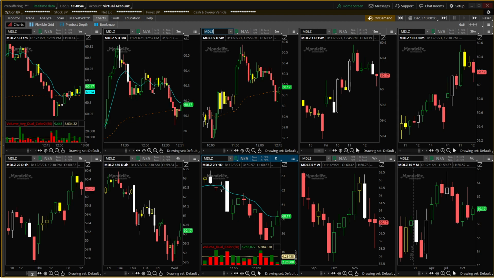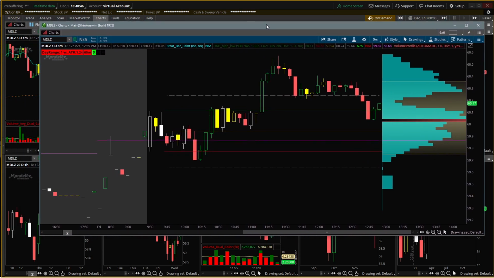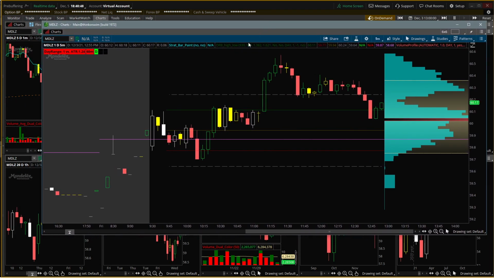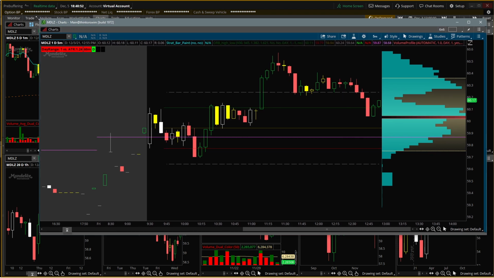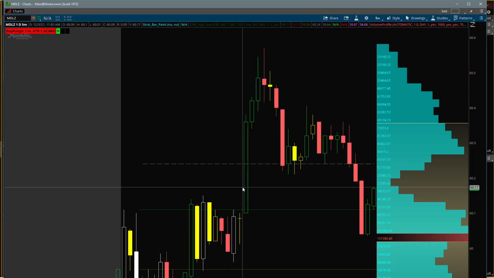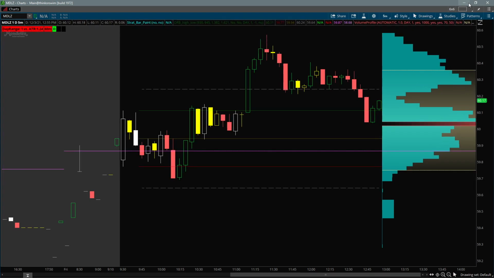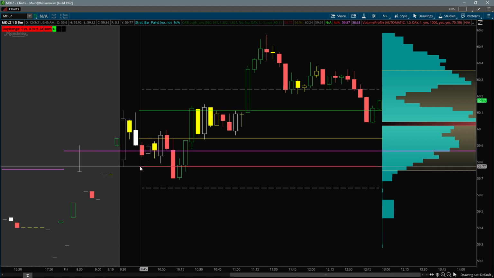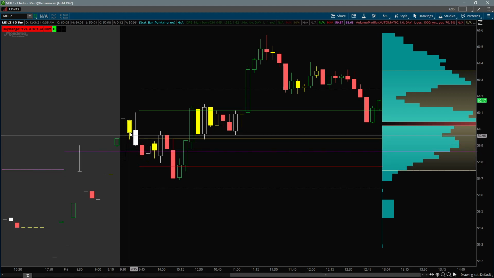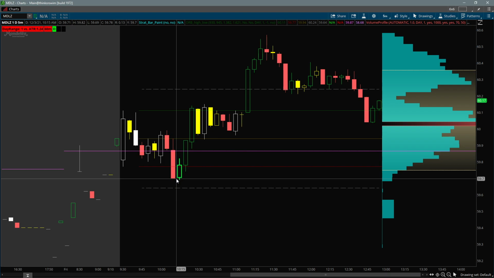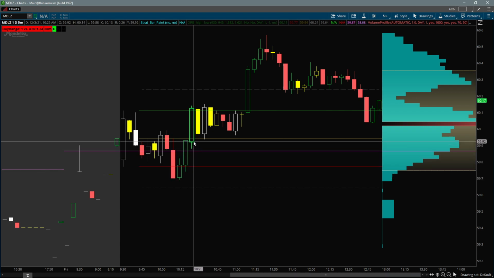Okay, and if we look here at the opening range, make this a little bit bigger. Oh, not that big. The opening range was set by the 15-minute bars here and here. Okay, it tried to break below, didn't really hold, came back up.